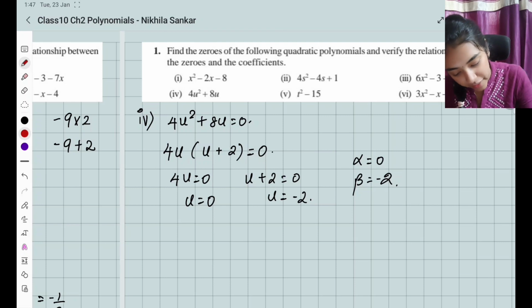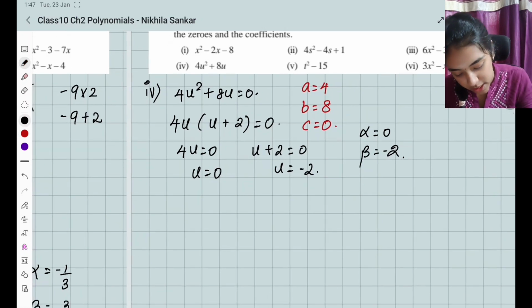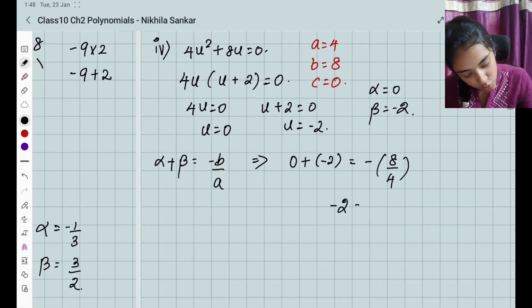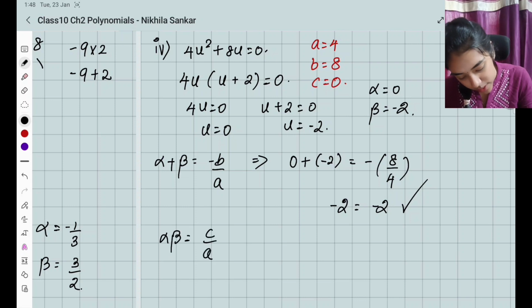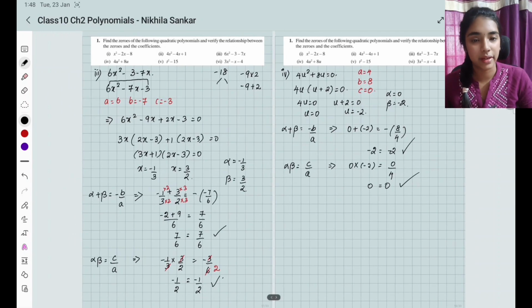And what are the values of a? You have a equals 4, b equals 8 and c equals 0. Okay? So from this we have alpha plus beta equals minus b divided by a. So from this 0 plus minus 2 equals minus of 8 divided by 4. So from this we have minus 2 equals minus 2. Verified. Next, product of zeros, alpha beta equals c divided by a. So from this we have the product 0 into minus 2 equals 0 divided by 4. So we have 0 equals 0. So this is also verified. Okay, please copy.